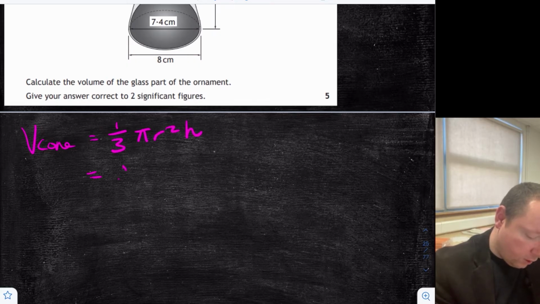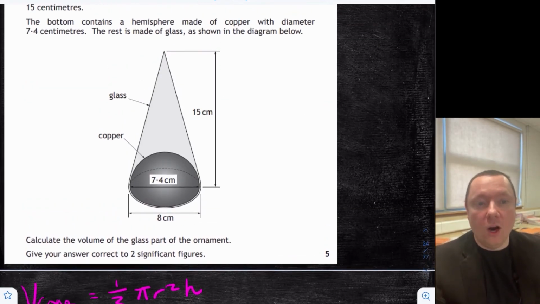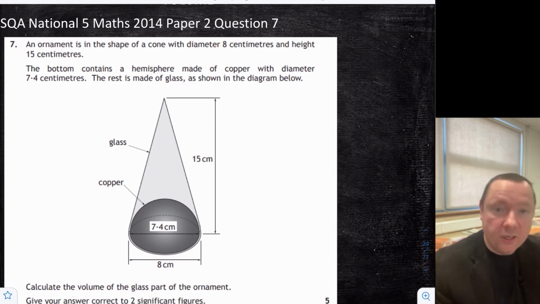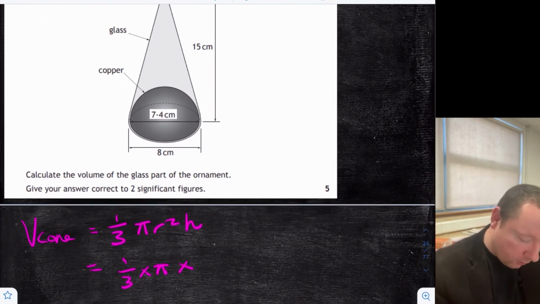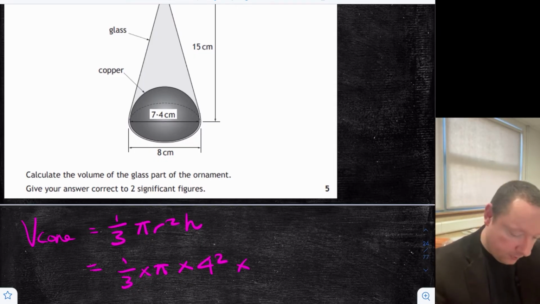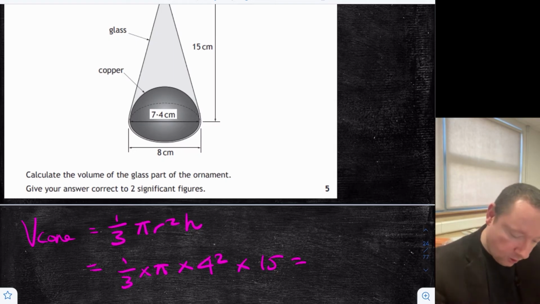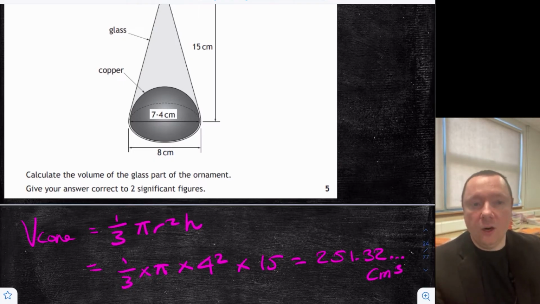So that's 1/3 times pi times, and then the radius of our cone, well, the cone's radius actually is given here. The diameter is 8, it told you in the question, so the radius is 4. So it's 1/3 times pi times 4 squared times the height of 15. And if you put all that in a calculator, you get 251.32 with a bunch of other numbers, so that's centimetres cubed. So we've done our cone, now we need to do our hemisphere.